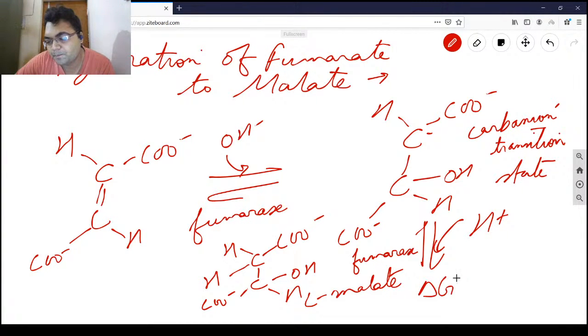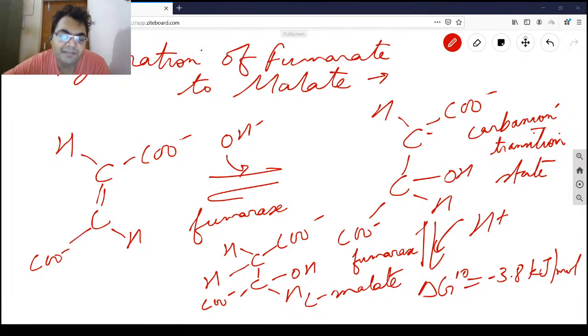It is not that negative, so I can make it a reversible reaction, which I have done here. It is not highly negative, so the reaction can occur in the backward direction too. So the enzyme is very highly stereospecific.